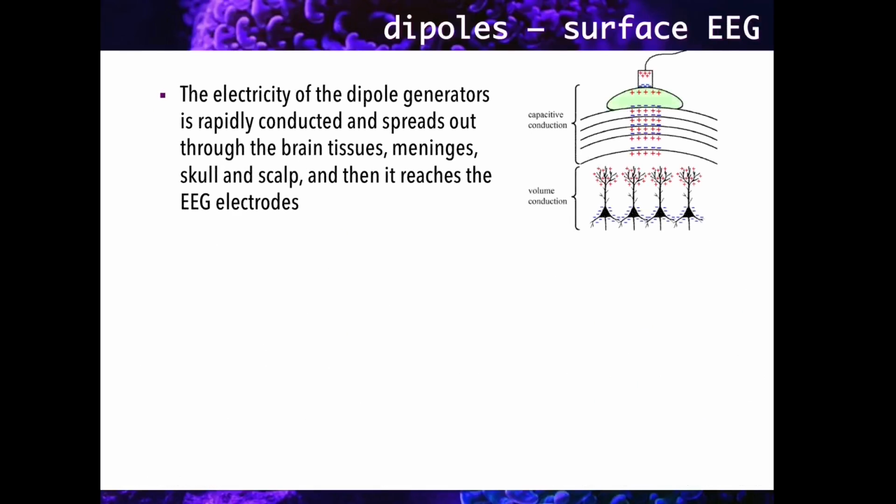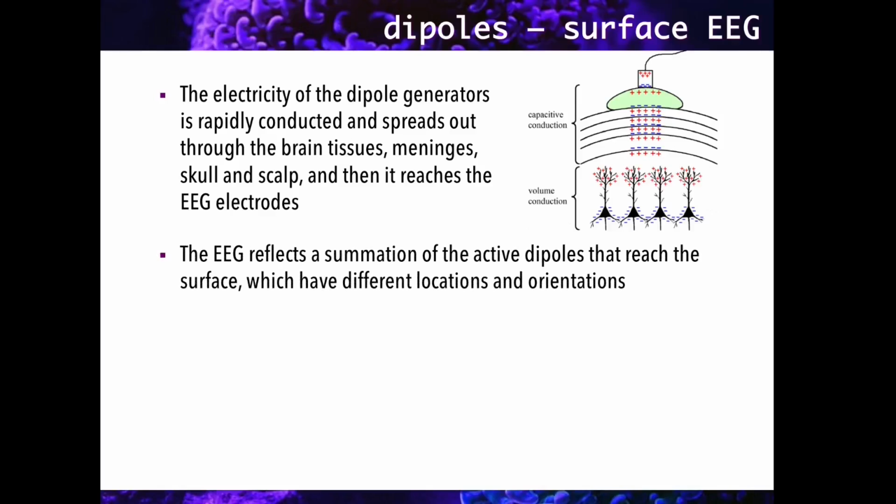The electricity travels around the tissues through conductance. The electricity of the dipole generators spreads out through the different brain tissues, meninges, skull, and scalp, until it finally reaches the electrodes that we place on the participant's scalp. The gel applied to the electrodes helps in this process.